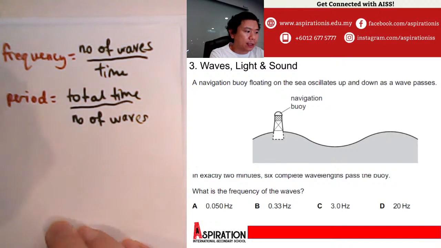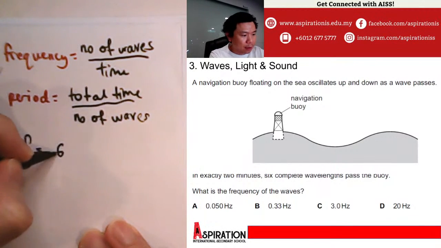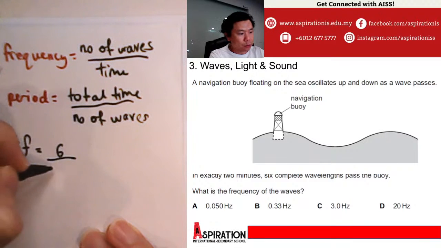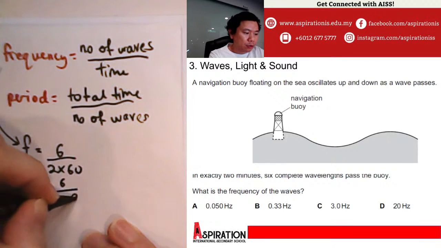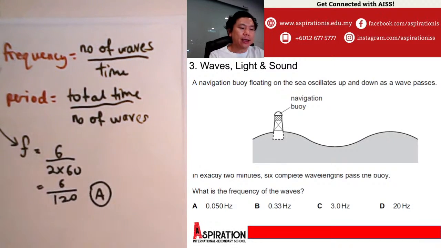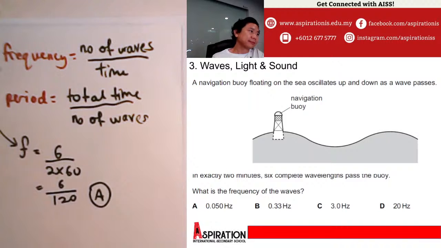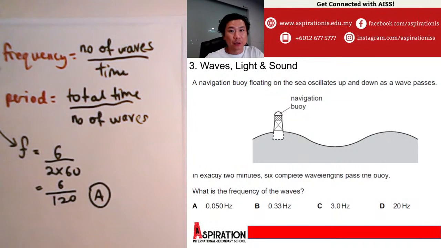So how do we solve this question? We use the formula here. In this case, frequency is the number of waves, which is 6, over time, which is 2 minutes. So we have to change it to seconds. So it is 6 over 120. All right, so the answer is A, isn't it? Very good. So I think this is the formula that you should pay attention to for this question. Okay, good. So don't get into some bizarre and complicated calculation.